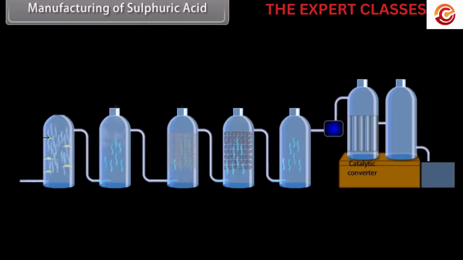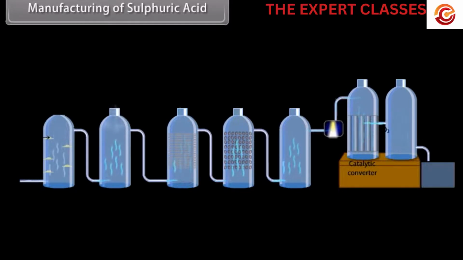The gases coming out of the purification unit are passed through the testing box to make sure that they are completely free from the impurities. The pure gases coming from the testing box are preheated to 673 to 723 Kelvin in a preheater. The hot gases are then passed through the catalyst chamber where SO2 is oxidized to SO3.